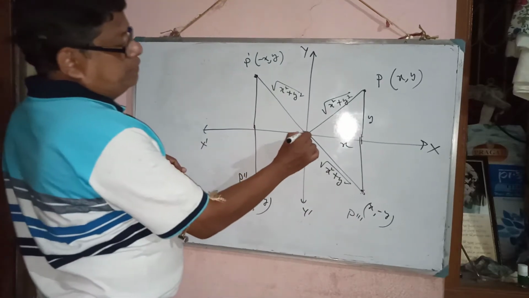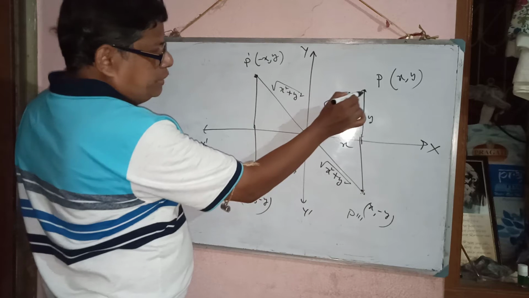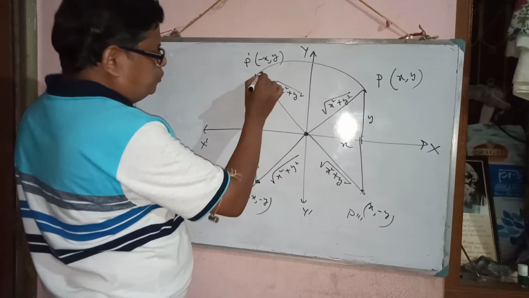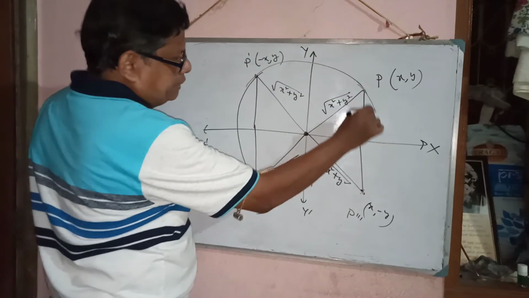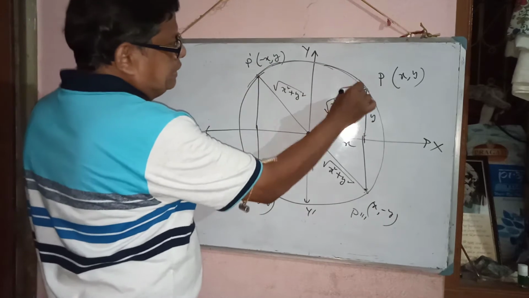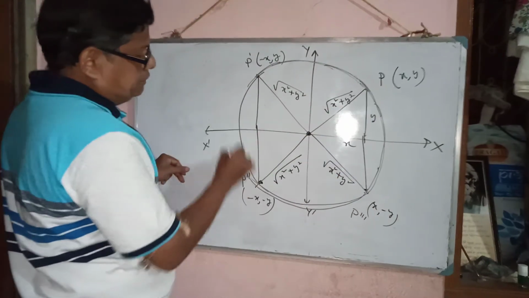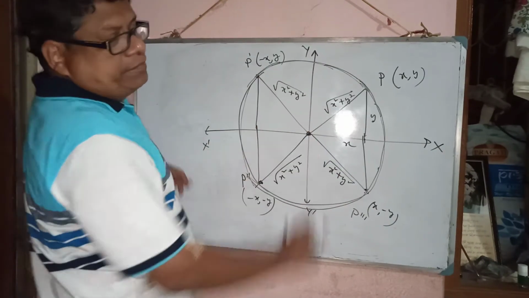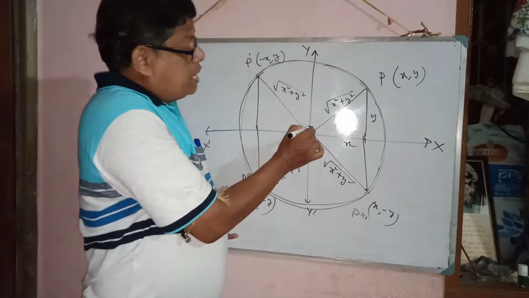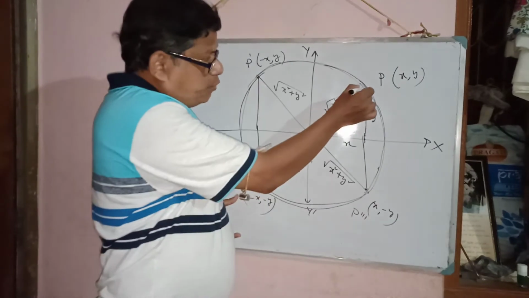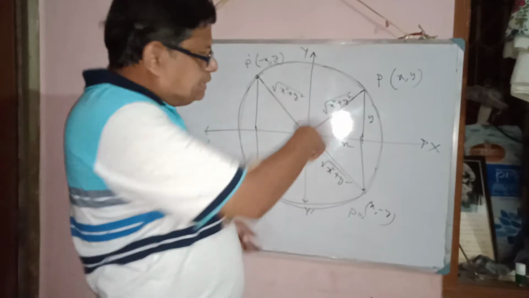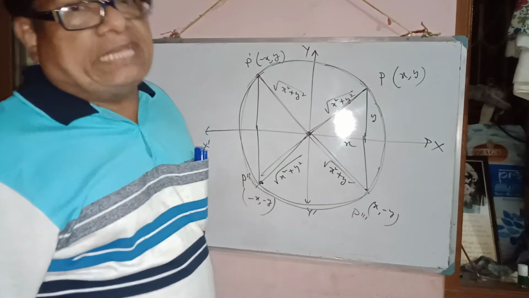This is the fixed point, and the point moves like that. If you join these points and draw the locus of the point, we get this figure. This figure is known as a circle, and the fixed point is called its center. The distance from the fixed point to this point is always the same, no change. This distance is known as the radius.